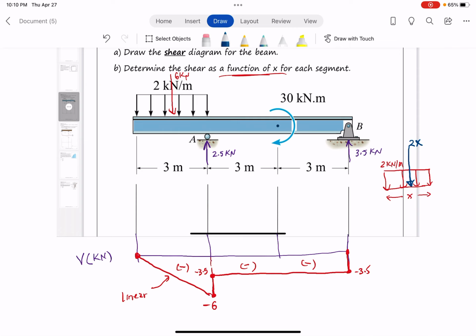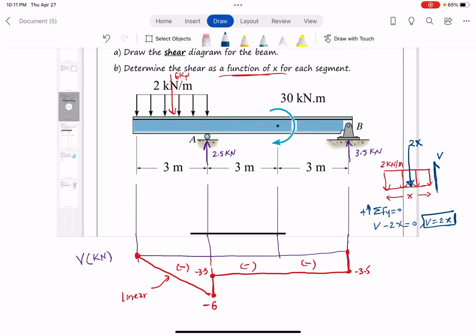Now, let's find the shear. Let's assume that the shear is up like that. Okay? So the shear up, let's do summation of forces at y. For the shear, you do only y. Equal to 0. Shear minus 2x equal to 0. So shear is equal to x.